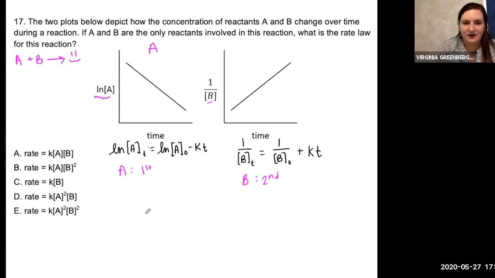So if we combine that info to write our official rate law for this reaction, we end up with k times A to the power of 1 times B squared, which is answer choice B.